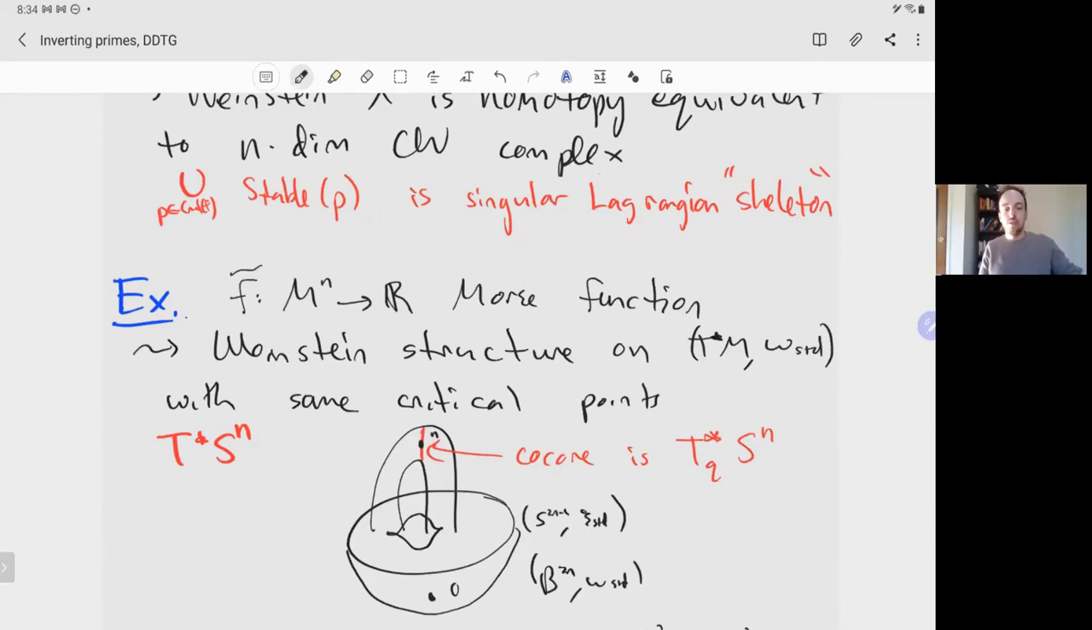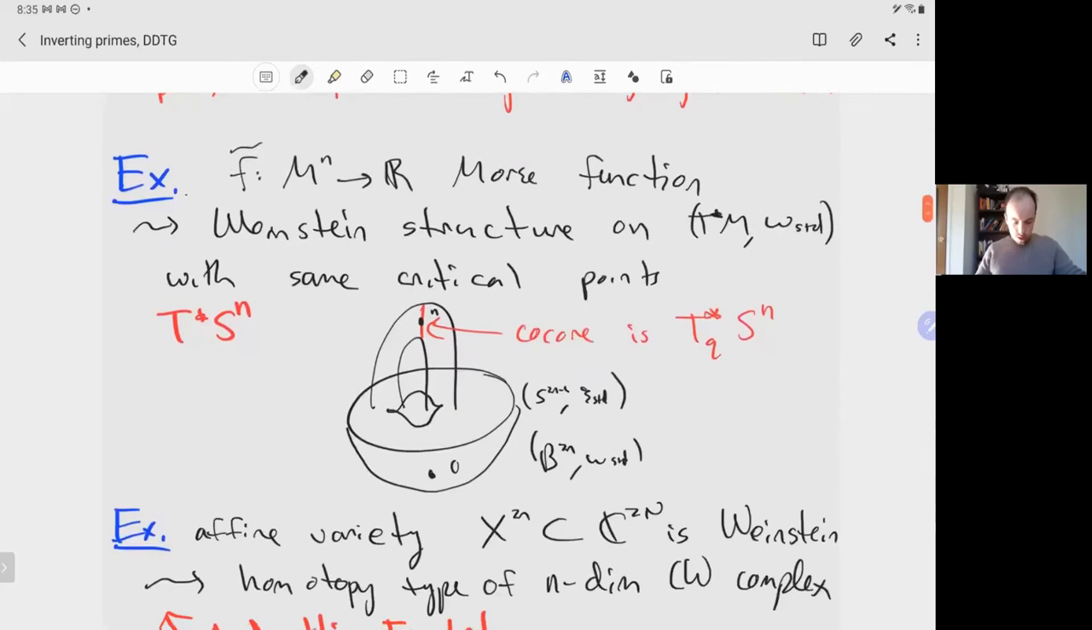And then it makes sense to ask, well, what is the cocore of this index n handle? And it turns out the cocore is the cotangent fiber at this critical point Q, which we already know is a Lagrangian. And it's a disk. So this is the main example of a Weinstein structure you should have in mind. Does this picture make sense? Okay.